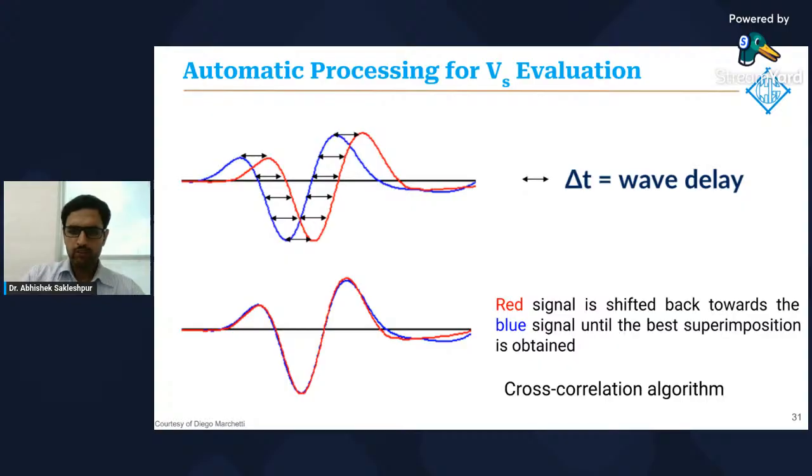So the software applies a cross-correlation algorithm, and it attempts to shift the red signal back towards the blue signal until the best match or superimposition is obtained between the two, from which it automatically reports the delta t, which is the delay between the two waves.